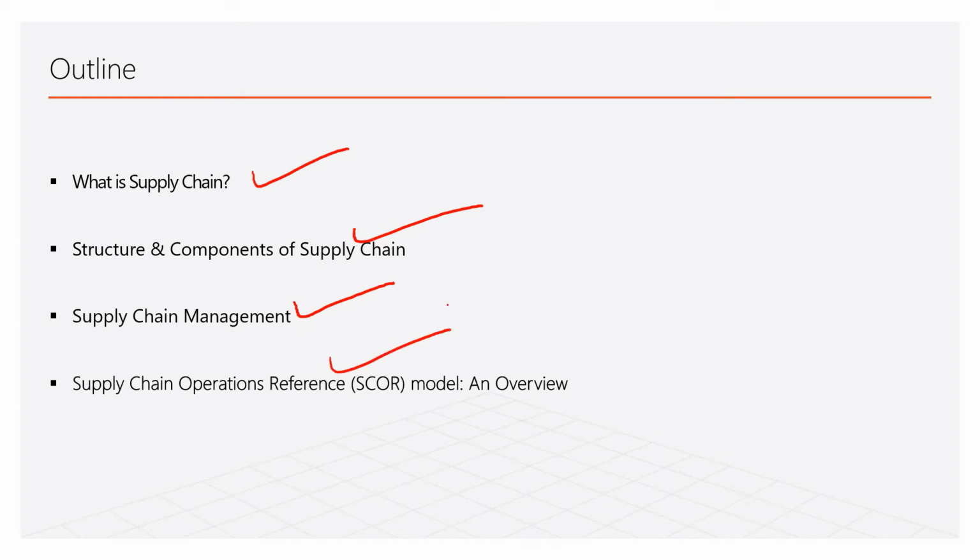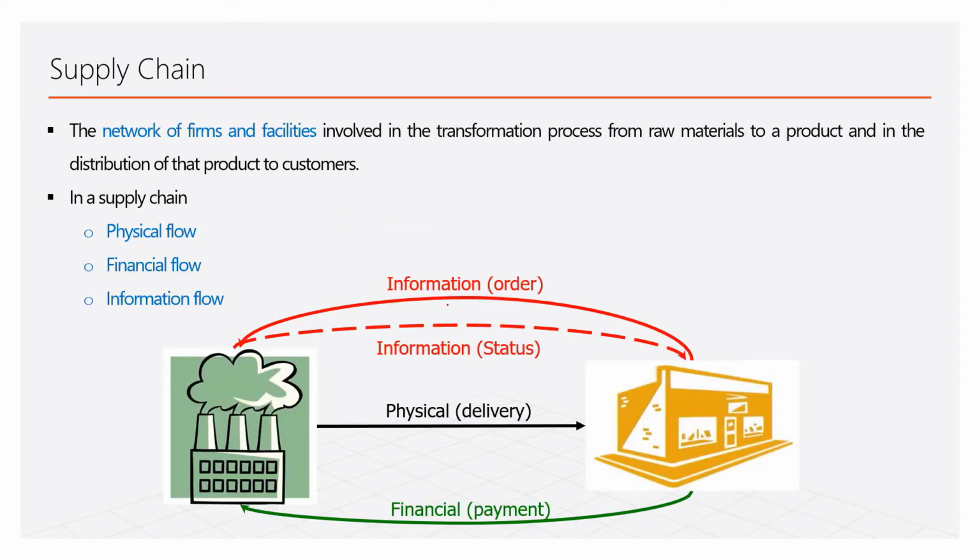Okay. So let me first of all define how we can define the supply chain. Basically, a supply chain is a network of organizations, or you can say a network of firms or facilities, that involve transforming the raw material into the finished product, and then that finished product must be distributed to the customer, or you can say the final consumer or the final customer.